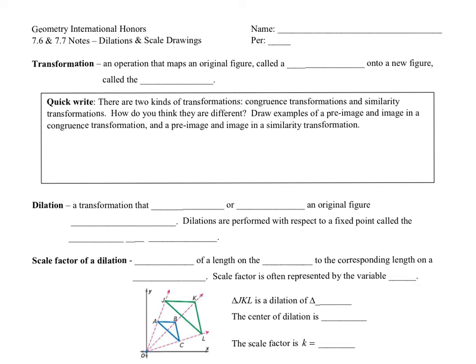Hello, geometry students. Welcome to our 7.6, 7.7 notes. We're going to talk about dilations and scale drawings. So a dilation is a type of transformation.